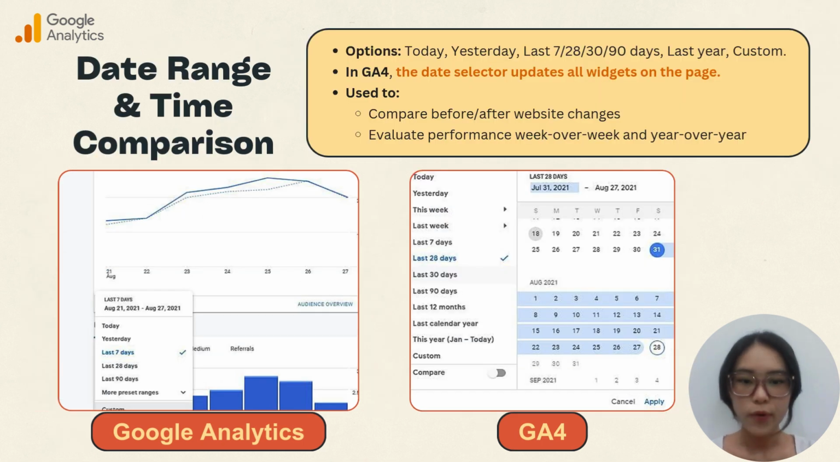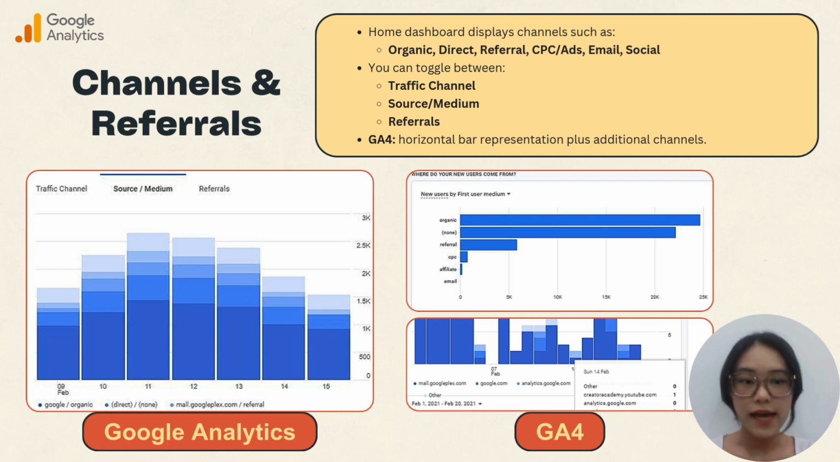Google Analytics supports flexible date range options from today and yesterday to the last 7, 28, 30, or 90 days, even last year or custom ranges. In GA4, adjusting the date range updates all widgets simultaneously. This function is used to compare performance before and after changes and to evaluate trends week over week or year over year. Let's move to channels and referrals.